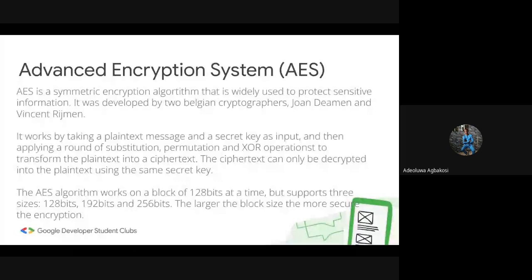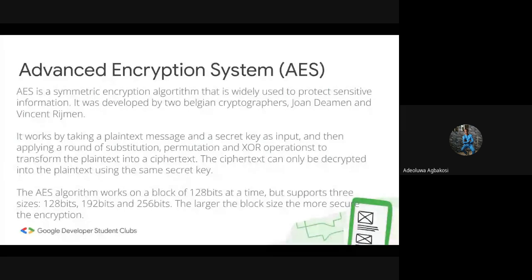Now, the ciphertext can only be decrypted into the plain text by using the same secret key. Now, the AES algorithm works on a block of 128 bits at a time, but it supports 3 sizes, which is the 128 bits, the 192 bits, and the 256 bits. Now, the larger the block size, the more secure the encryption.